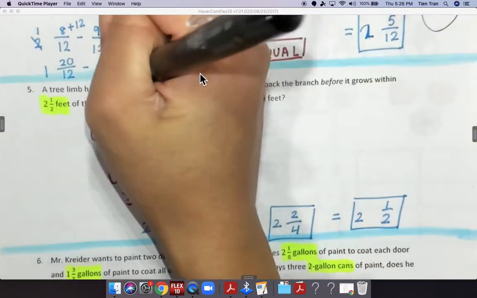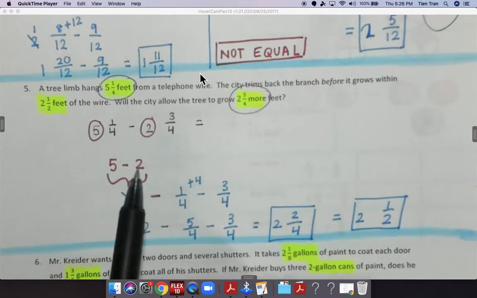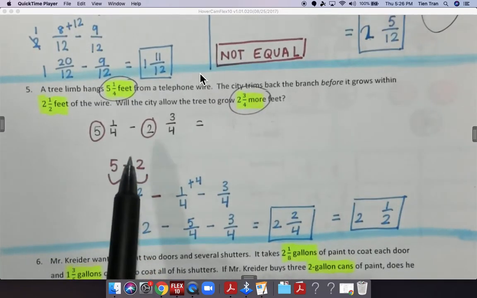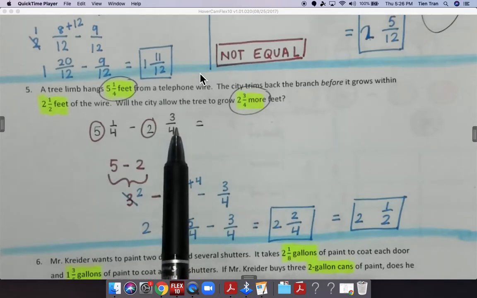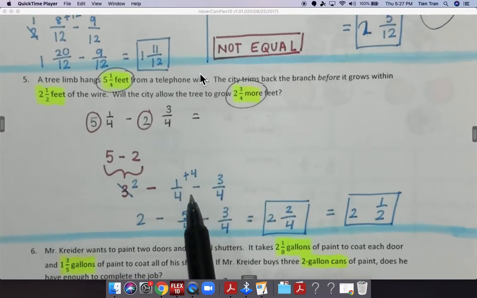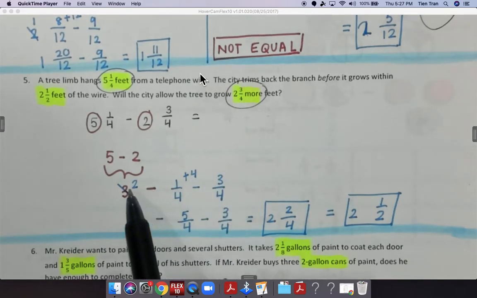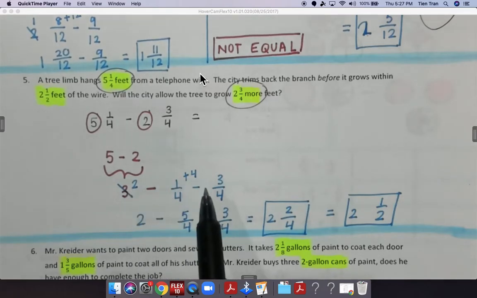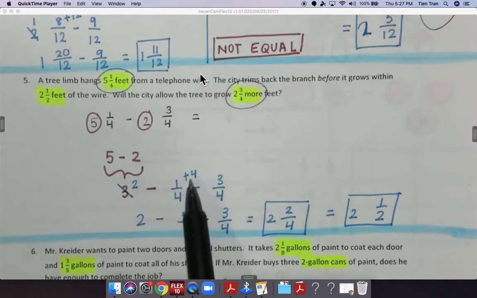So I'm taking 5 1/4 from the problem and 2 3/4. So my whole numbers are 5 and 2. I'm subtracting. 5 minus 2 is equal to 3. And my fractions are 1/4 and 3/4. Now, looking here, I noticed that I can't subtract 1 minus 3. So I regrouped and got 2, and then I added 4. Where did I get the 4? From right here. Because if I add a whole number, that means I'm adding 4.